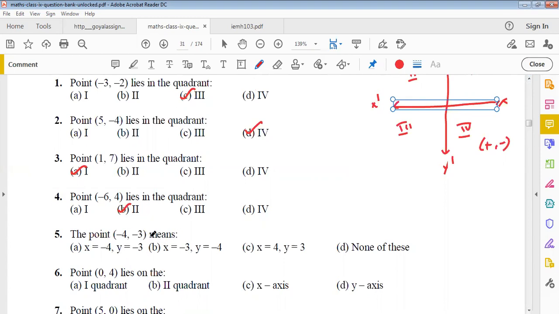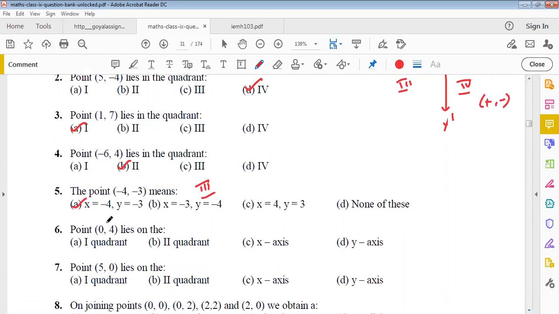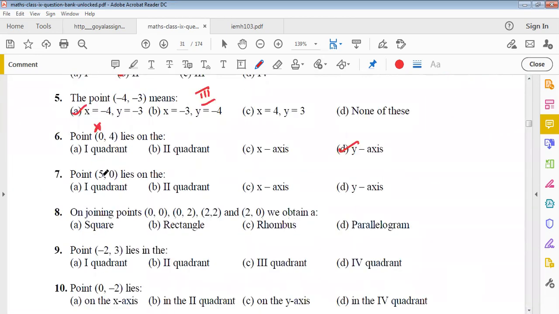What is the meaning of this? It means x value -4, y value -3, third quadrant, sir. Yes, thank you, sir. This lies in the third. And next one, 0, 4. See, here x value 0 and y value will be there. So it lies on the y axis. Then 5, 0, here y value 0. So it lies on x axis.